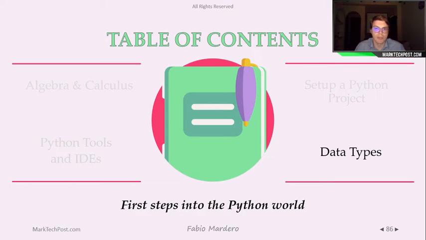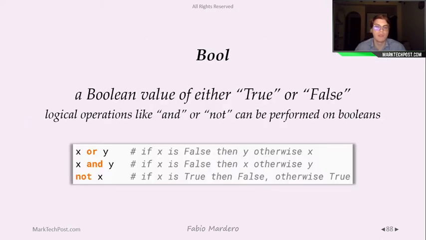In order to move the first steps into the Python world, we have to first learn what data types Python supports. The first one is the bool, and a bool in Python is a Boolean value that can have either a value of true or false.